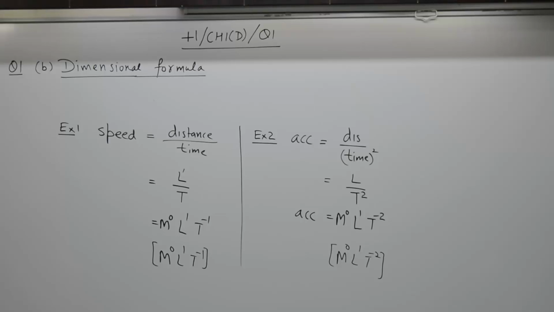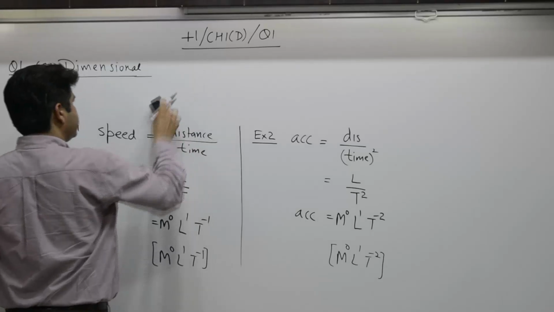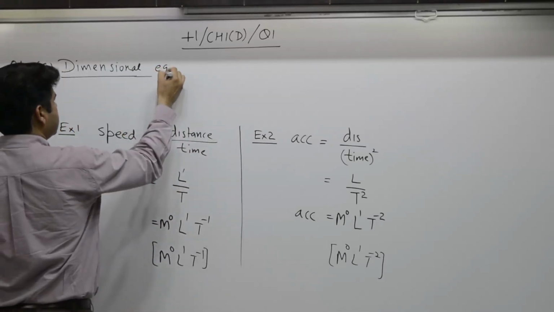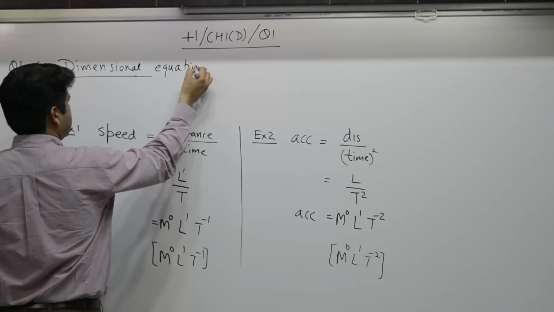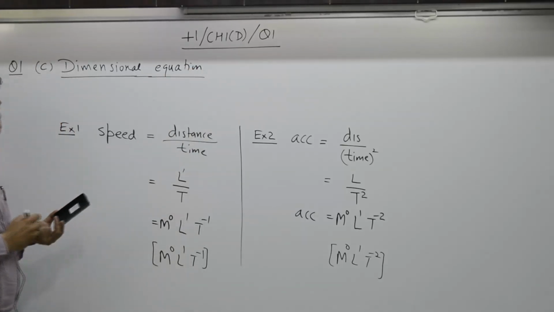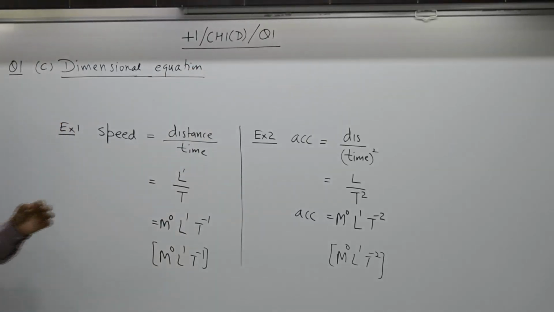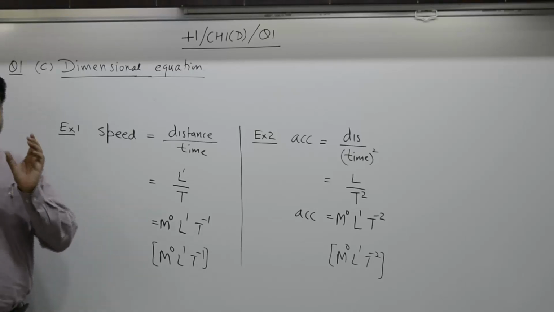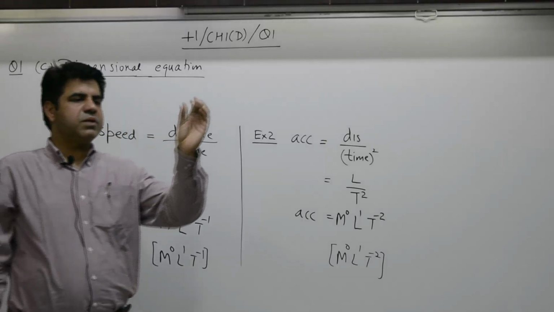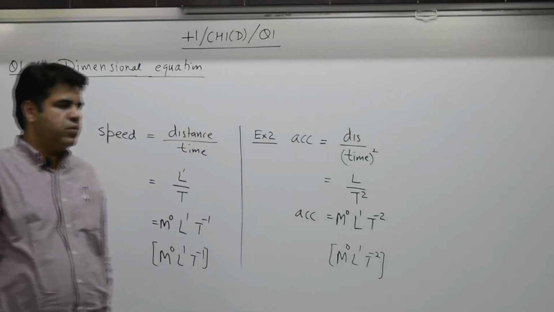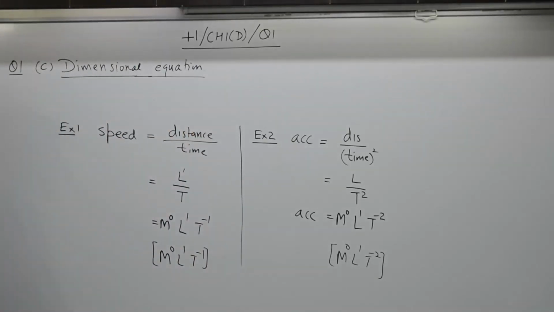C part is what? Equation. C part is dimensional equation. When you say equation, that means you will have to equate. You will have to write something equal to. F is equal to ma. It is an equation. In chemistry, something plus something is equal to something plus something. It's equal to. That is what equation is.